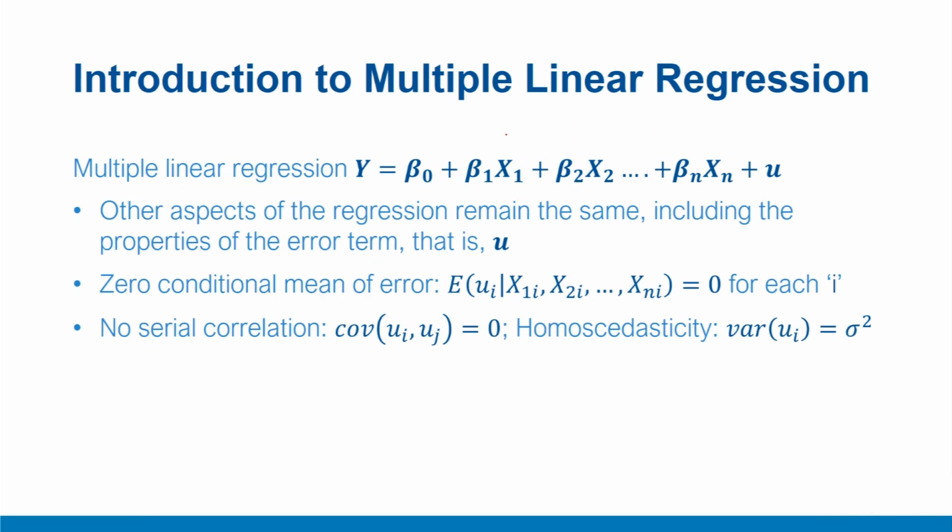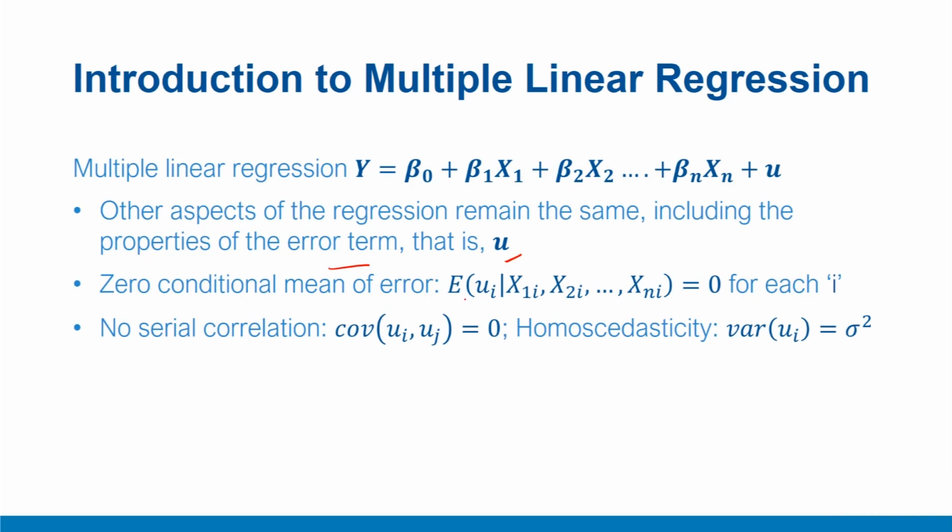All the discussion and properties of the simple linear regression model and various other aspects of the regression remain the same, including the properties of the error term. That is, this error term is a random stochastic variable with a probability distribution. Now, there are some very important properties of this error term that we need to recall.